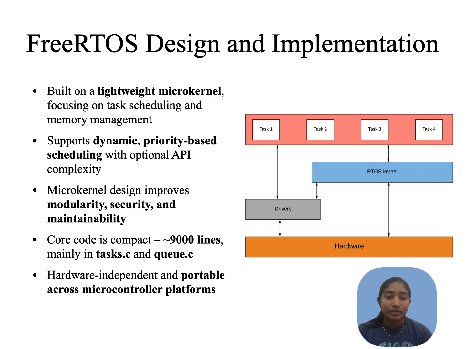The core kernel code is compact, about 9,000 lines of C code, mostly contained in two key files, task.c and queue.c. Importantly, FreeRTOS is hardware independent, making it easily portable across a wide range of microcontroller platforms.